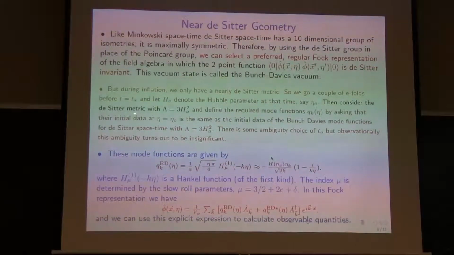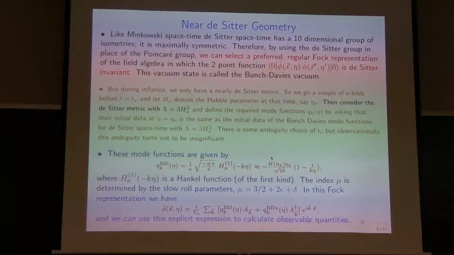So let's call that instant of time eta naught. So we go a little bit before t equal to t star, and then we look at this time eta naught. And then we consider the de Sitter metric with that particular value of the cosmological constant, and define the required mode functions, q_k, by asking that the initial data at this particular time is the same as the initial data for the Bunch-Davies mode functions for de Sitter spacetime with lambda equal to that.